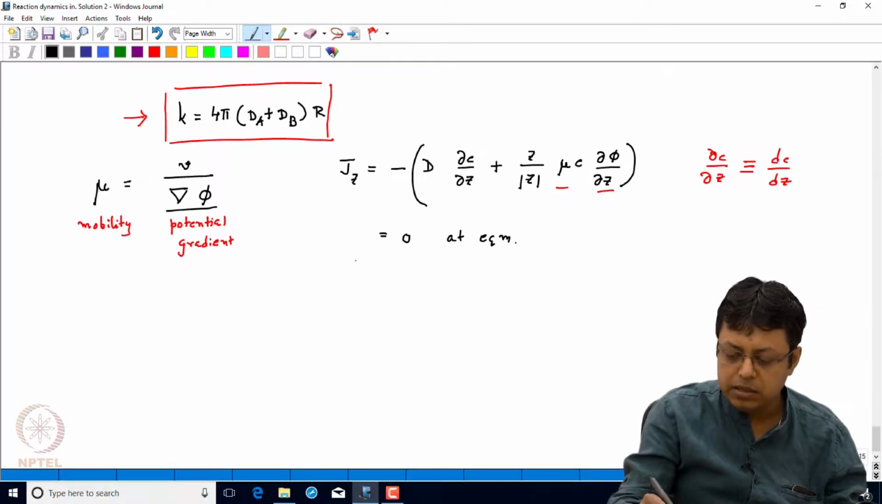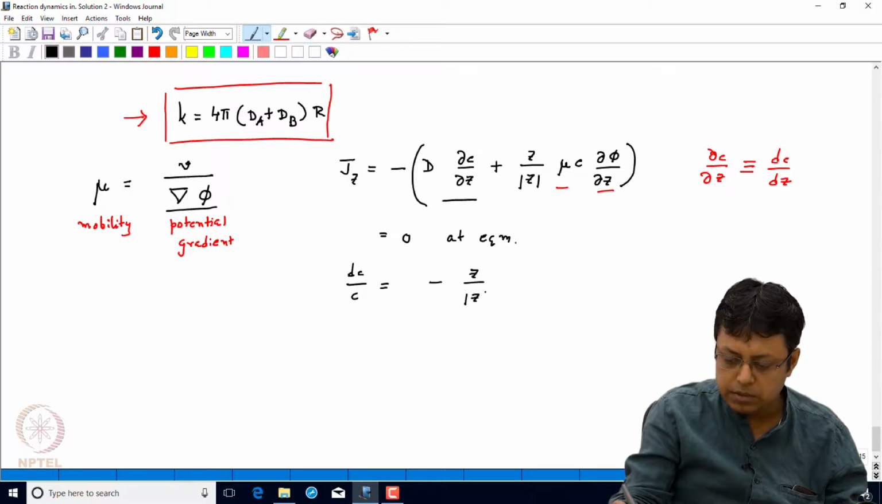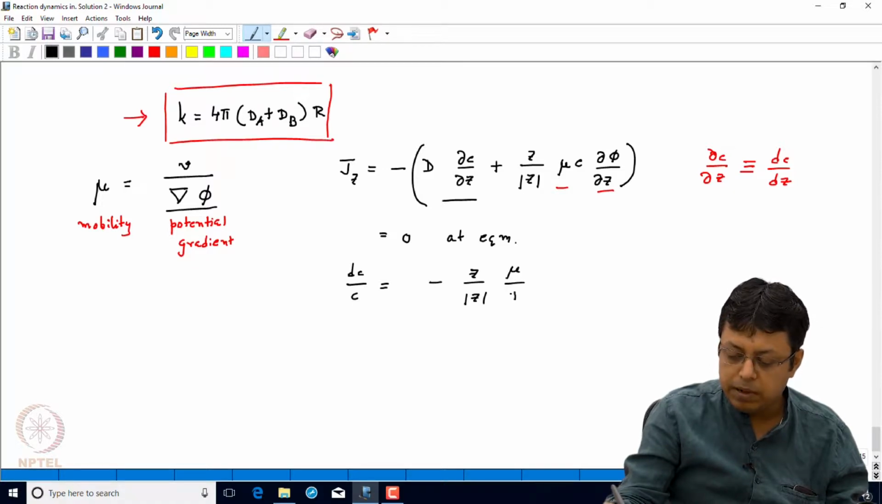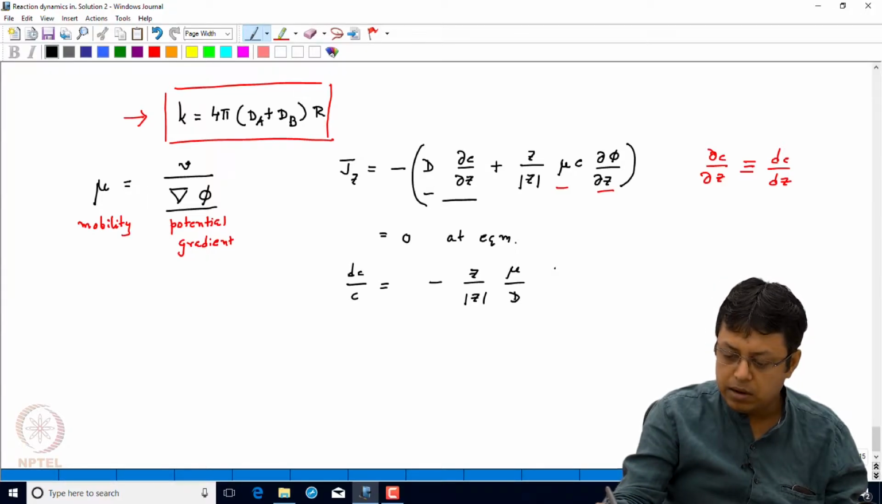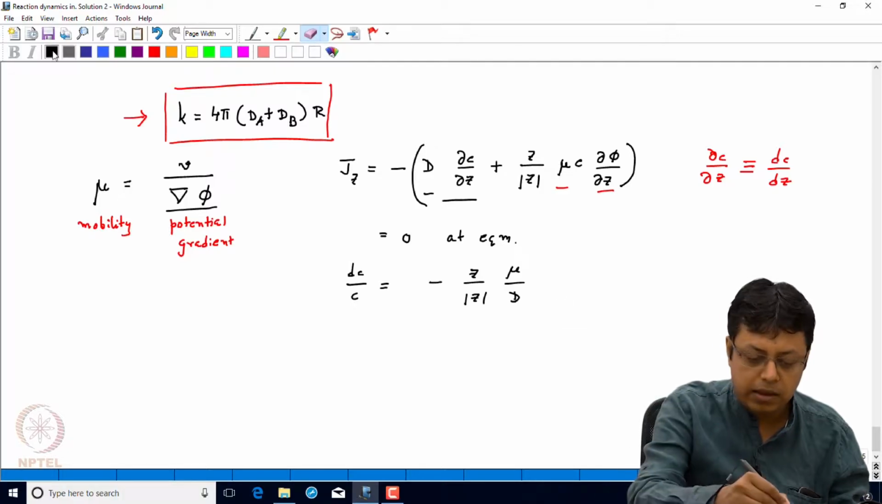So we can rearrange it. Let us follow it. I am keeping this term on the left hand side and then dividing it by C, so dC by C. On the right hand side I will be left with minus z by modulus of z, and then mu, the C I have already taken to the other side, divided by the diffusion coefficient, because there was a D associated with dC by dz, and then I will have del phi del z into dz, so that will overall make it d phi.